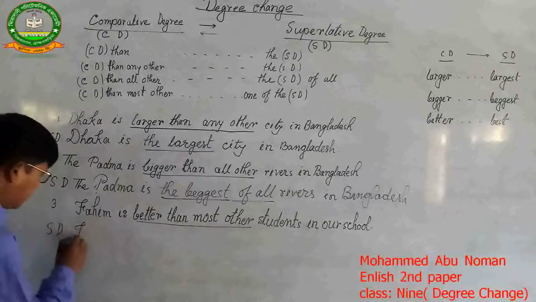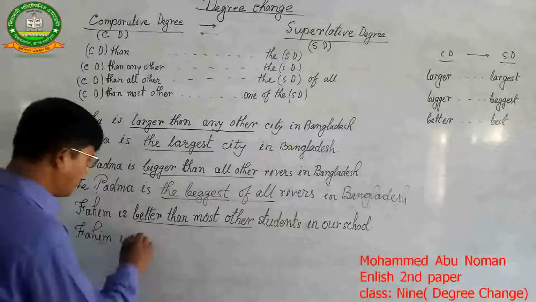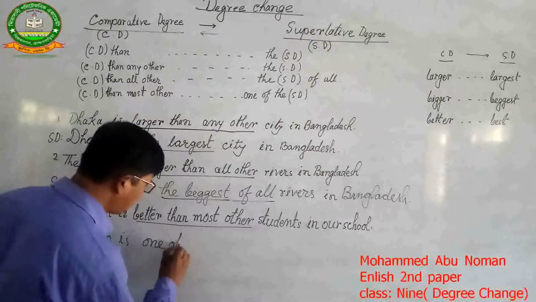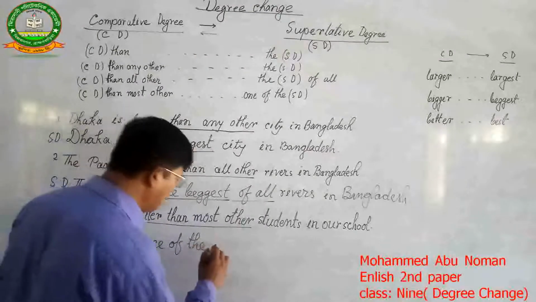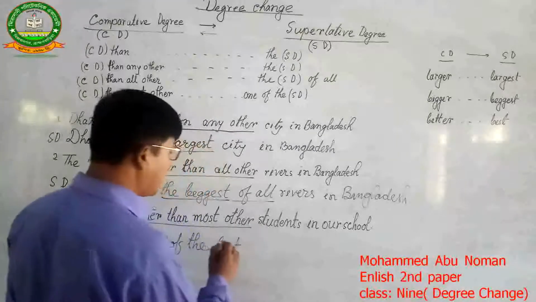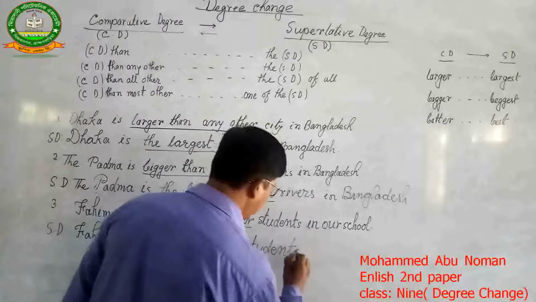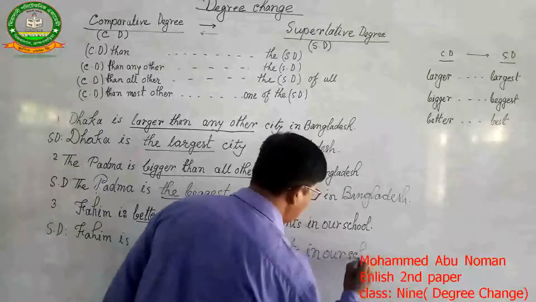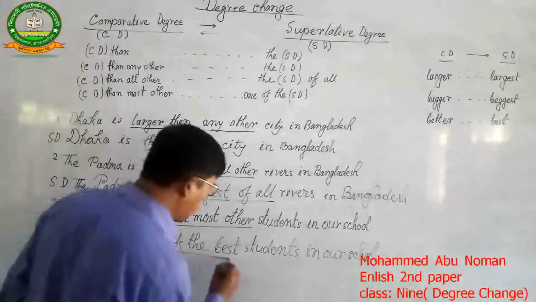Here Fahim is one of the best, the superlative form of better, best, students in our school. Here, one of the best.